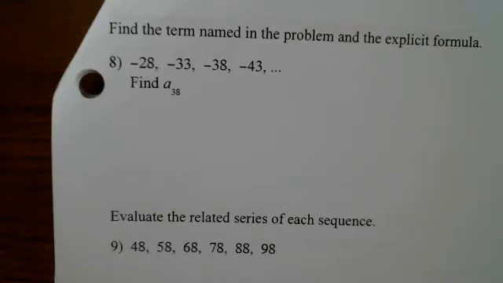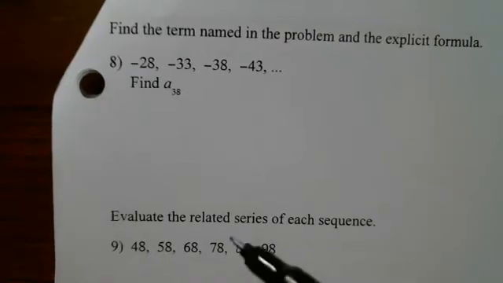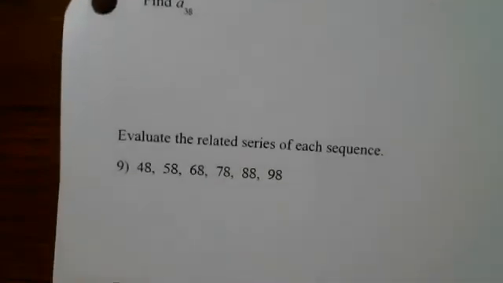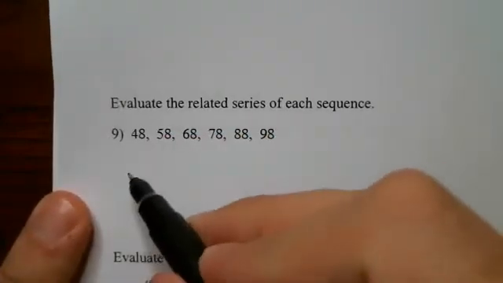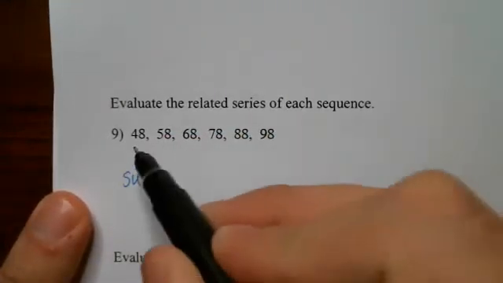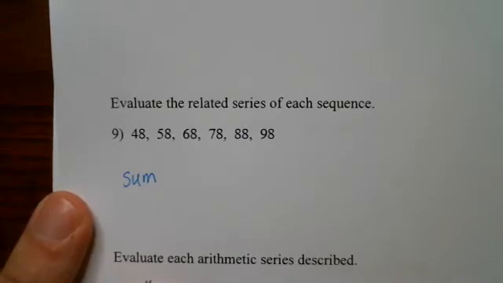I don't remember how to do 9, and I apparently don't have it in my study guide. Okay, cool. So it says evaluate the related series of each sequence. In short, that just means find the sum of these numbers. So just add them all up.